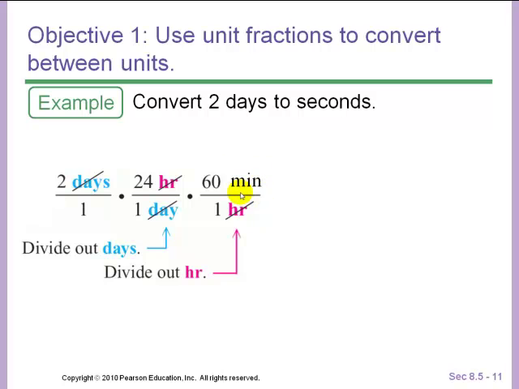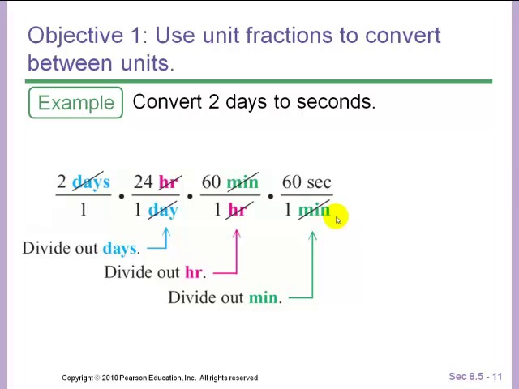Now I want to get rid of my minutes. I know 1 minute is 60 seconds. That divides out my minutes. At this point, my days are gone, my hours are gone, my minutes are gone, and I'm left with seconds, which is what I wanted my answer to be. So now I just multiply everything. 2 times 24 times 60 times 60, and you get 172,800 seconds. And again, the denominator was just 1 times 1 times 1 times 1, so that's why we dropped it.